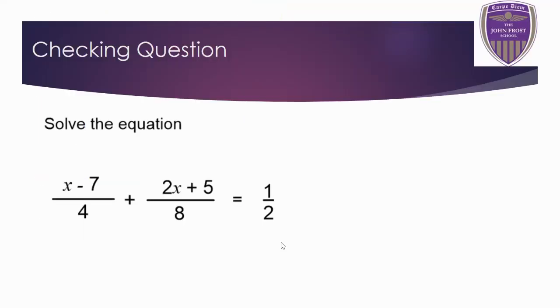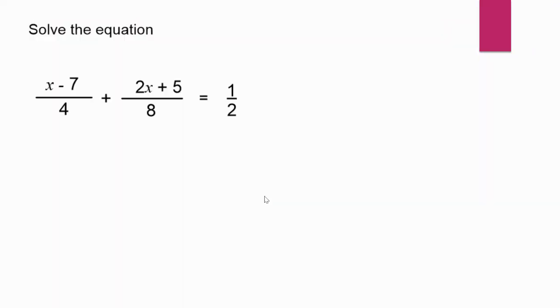Okay, here is the checking question for today's lesson. So let's see what we can remember. If we have a look at the checking question, all 3 terms are fractions. The highest number on the bottom is 8. 4 definitely goes into 8 twice, and 2 definitely goes into 8 4 times. So on this question, the denominator needs to be 8.